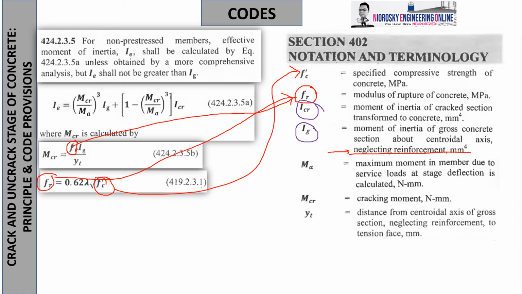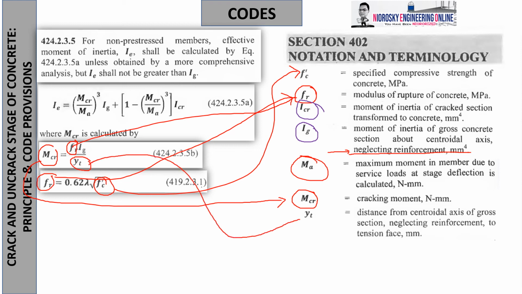Now, M sub A is what we call the maximum moment applied that is found on the beam. So meaning it is directly dependent on the load applied. Now, M sub CR is one of the degrees of measurement in assessing cracking. And Y sub T is the description of what? The distance from the centroidal axis of the cross-section, neglecting reinforcement, to the tension face.